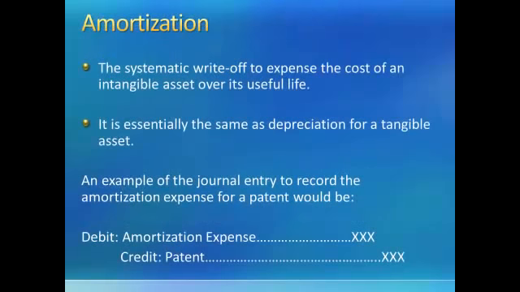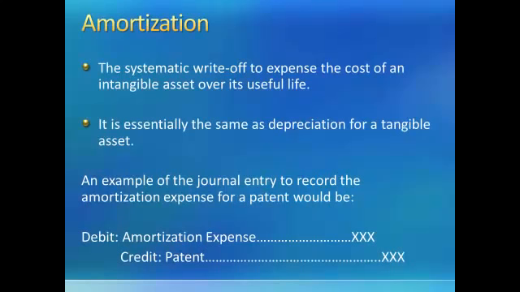Much like tangible plant assets, intangible plant assets are written off to expense over the intangible asset's useful life. Rather than calling this process depreciation, we call it amortization. So amortization is essentially the same as depreciation. It's just what we do for intangible assets.